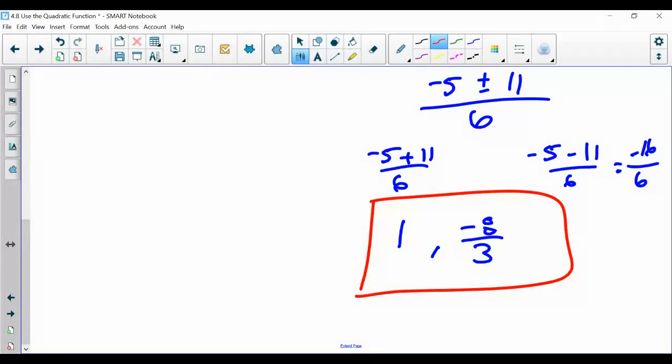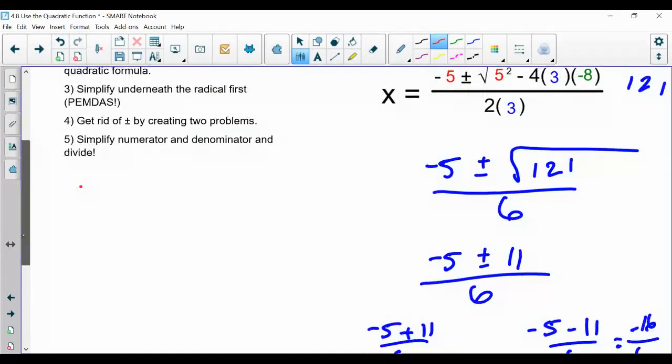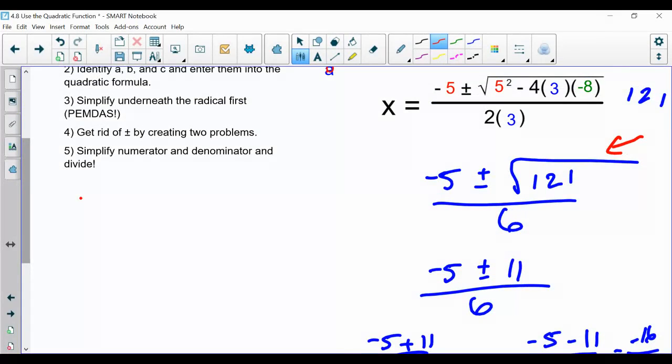Those are both of your answers, and that was using the quadratic formula. So that was a fairly straightforward example. What made it straightforward was that this was a perfect square. 121, you can actually take the square root of 121. That's not always going to be the case, obviously. There will be more difficult problems, but this is a fairly straightforward quadratic formula example.